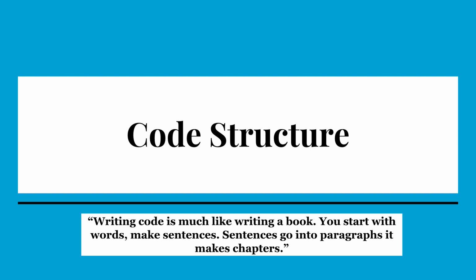Alright, so code structure. I always like saying that writing code is much like writing a book because you compose words, which are variables and keywords in your code, and then you turn them into sentences, which you could call functions, and then everything is put in a paragraph, which could be called a class, and a paragraph makes up a chapter, which could be called a namespace. And namespaces form a program, which is a book. So this is the code structure in comparison to book structure.